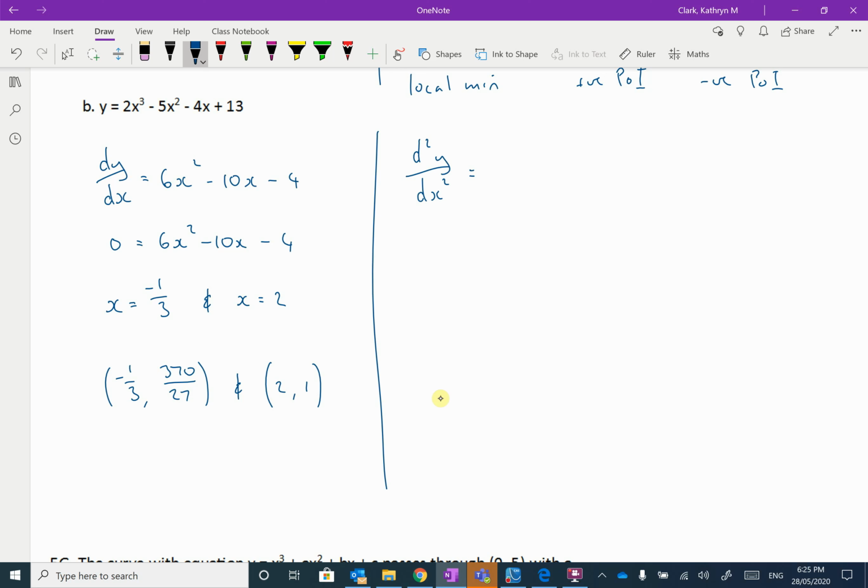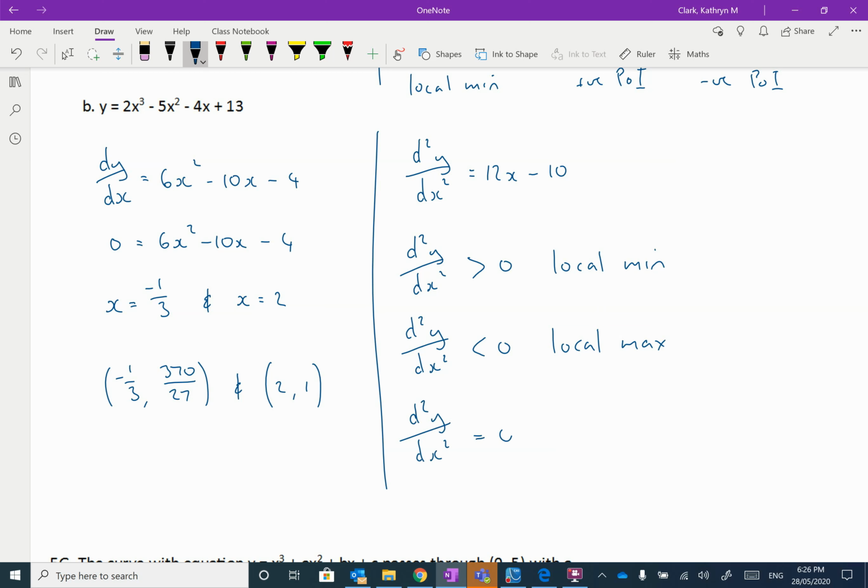So that's going to be 12x take 10. Now, if your double derivative is greater than 0 when you substitute your x value in, if it's greater than 0, then that means that you have a local minimum. If it is less than 0, that means you're going to have a local maximum. And if it is equal to 0, you guessed it, that gives us our point of inflection.